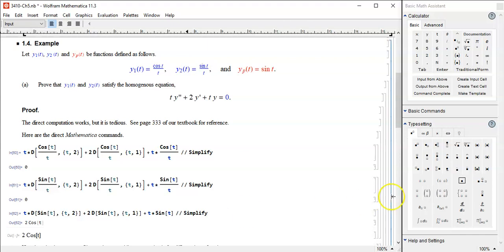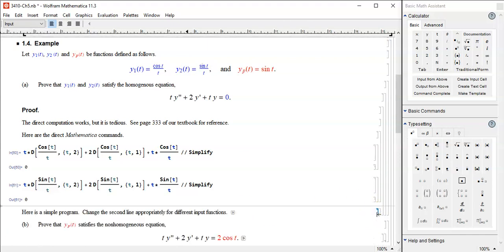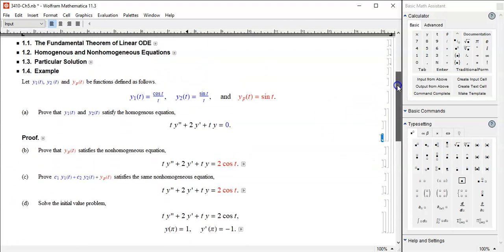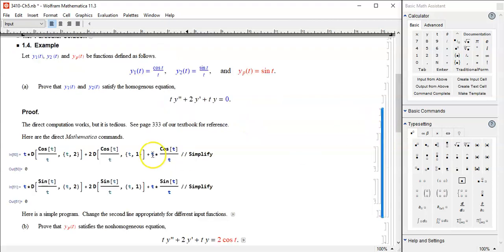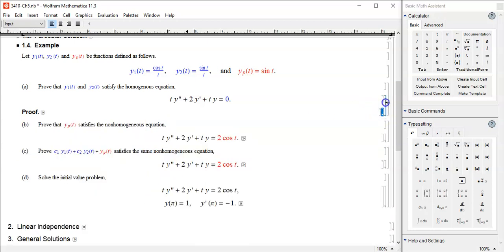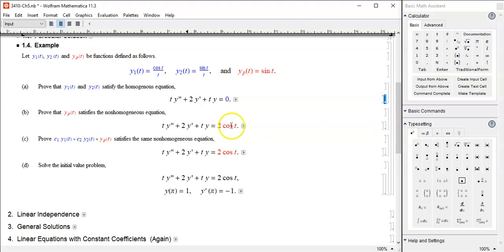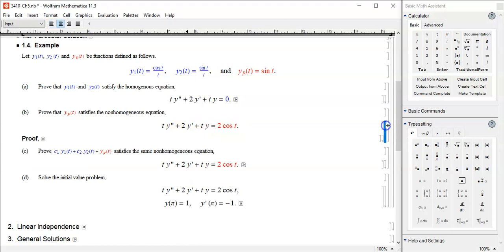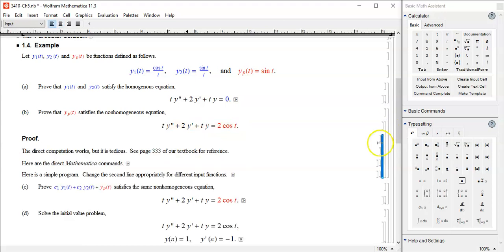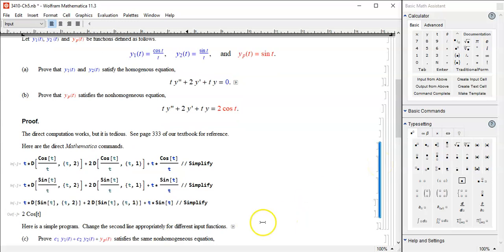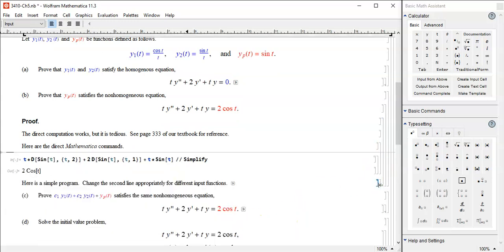Just as expected. Oh, excuse me, what am I talking about here? This was not really necessary. Part A of this problem was only asking about the homogeneous equation, so only these two would have been necessary. How about the particular solution? That's when the third computation would have come into play. Simplify, and you end up with 2 cosine of t. So yes, it works out.